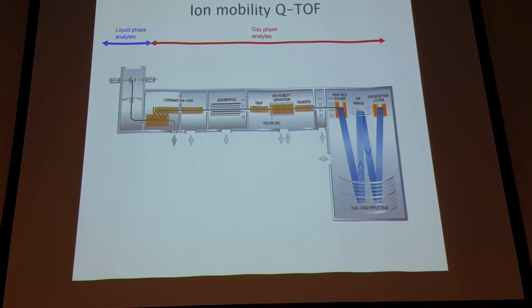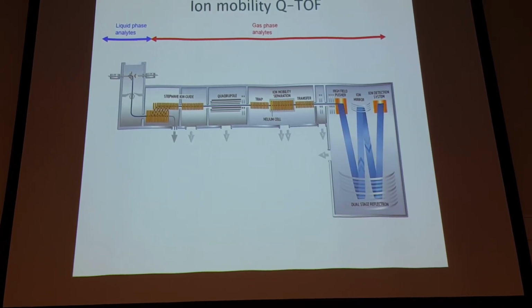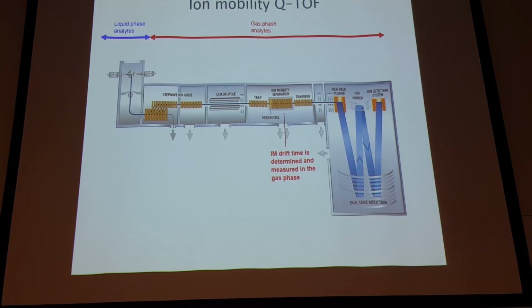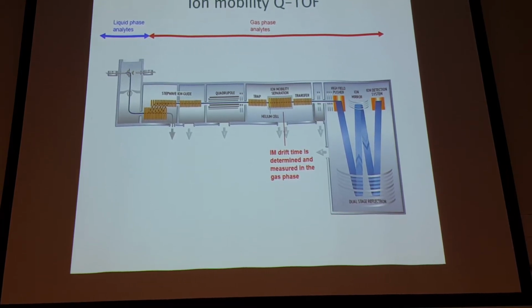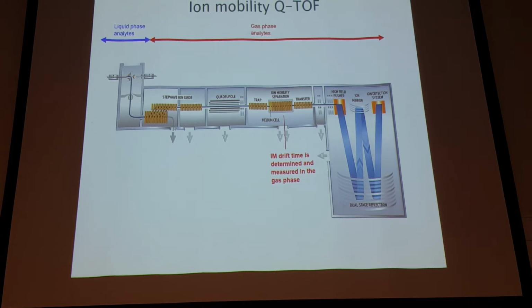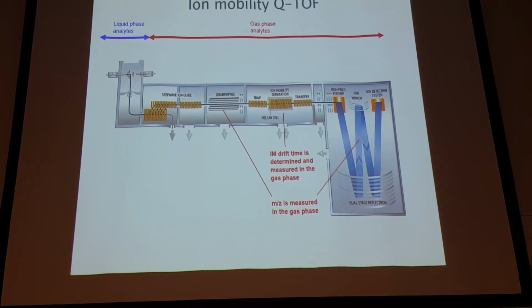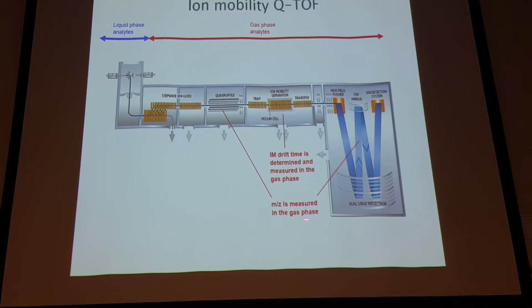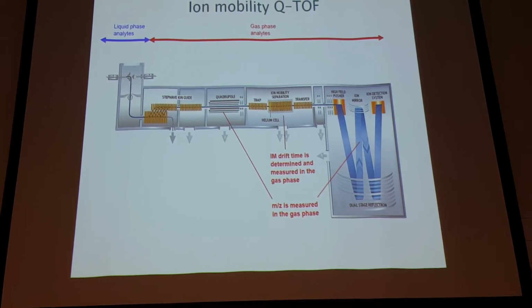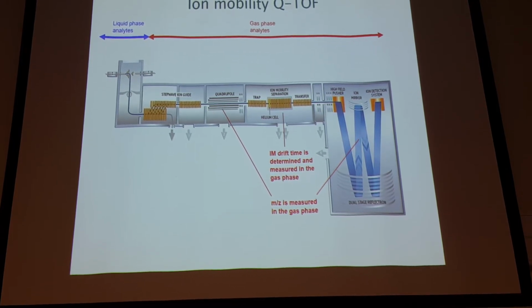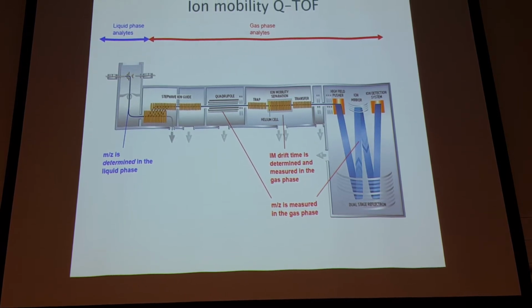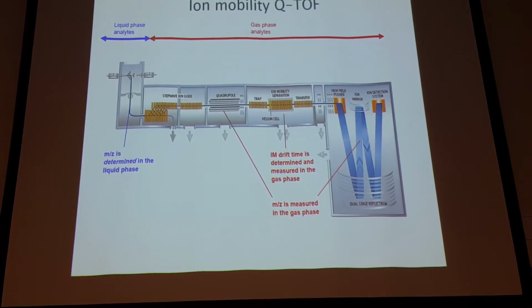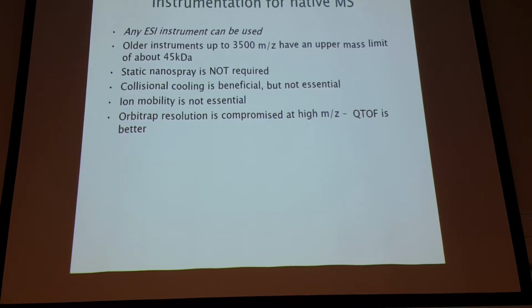And just to illustrate that, this is an ion mobility QTOF. Here's your ion mobility cell, and the drift time is determined and measured in the gas phase. Your m/z measurement also happens in the gas phase, either in the quadrupole or here in the top tube, but your assignment of charge happens here during the ionization process in the liquid phase.